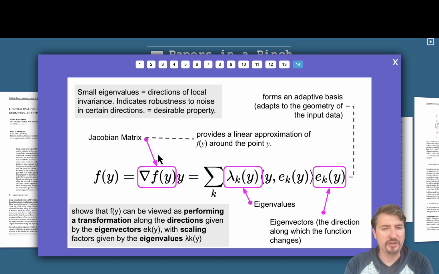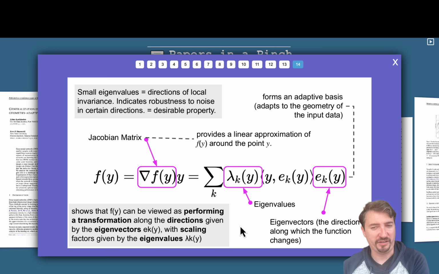So this is the Jacobian matrix. It provides a linear approximation, right, of that f at y around the point y. So here's the decomposition here. You get the eigenvalues and the eigenvectors, okay? Eigenvectors are like the directions along which the function is changing, okay? Now, the reason that's important is because if you can understand what the function is actually doing, and one way to do that would be the directions that it's changing, you can go back to the image data and see how it seems to depend on the images, which quite literally in this case would mean what parts of the images does it seem to be picking up on.